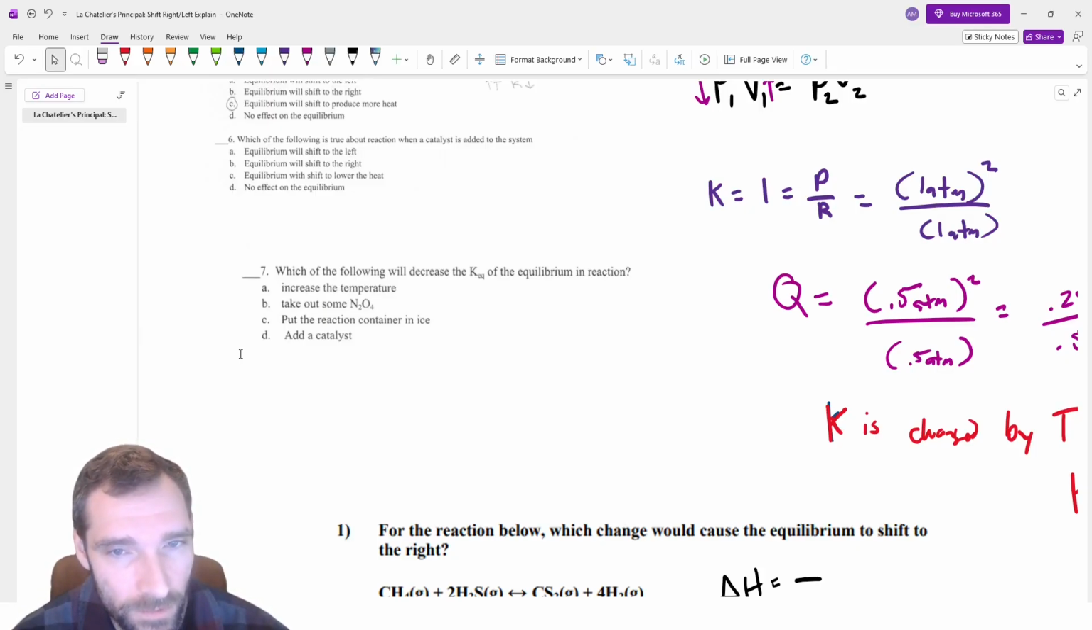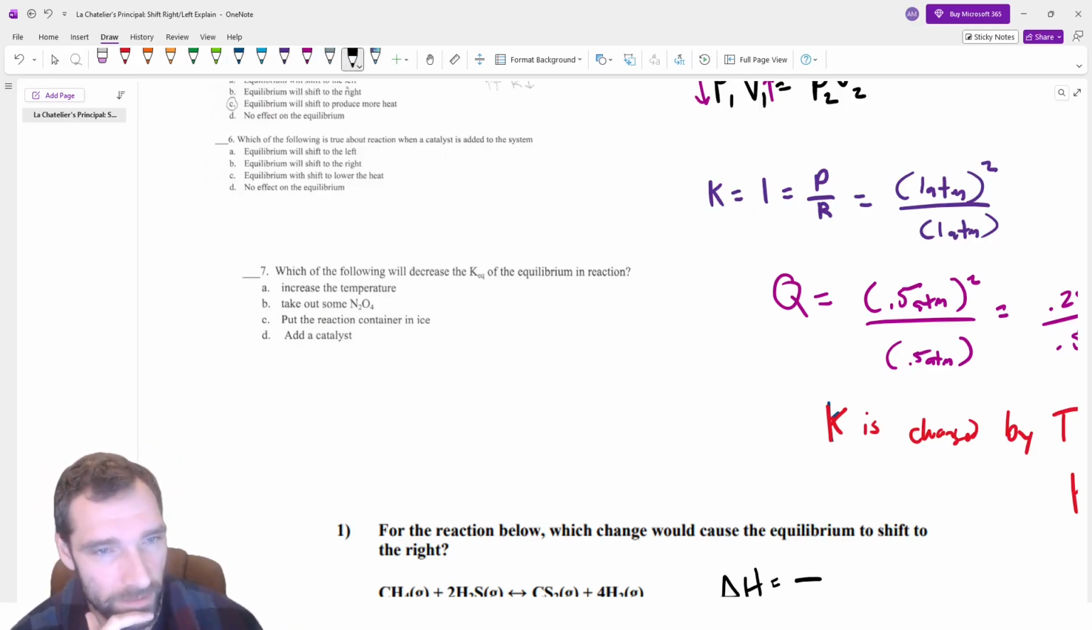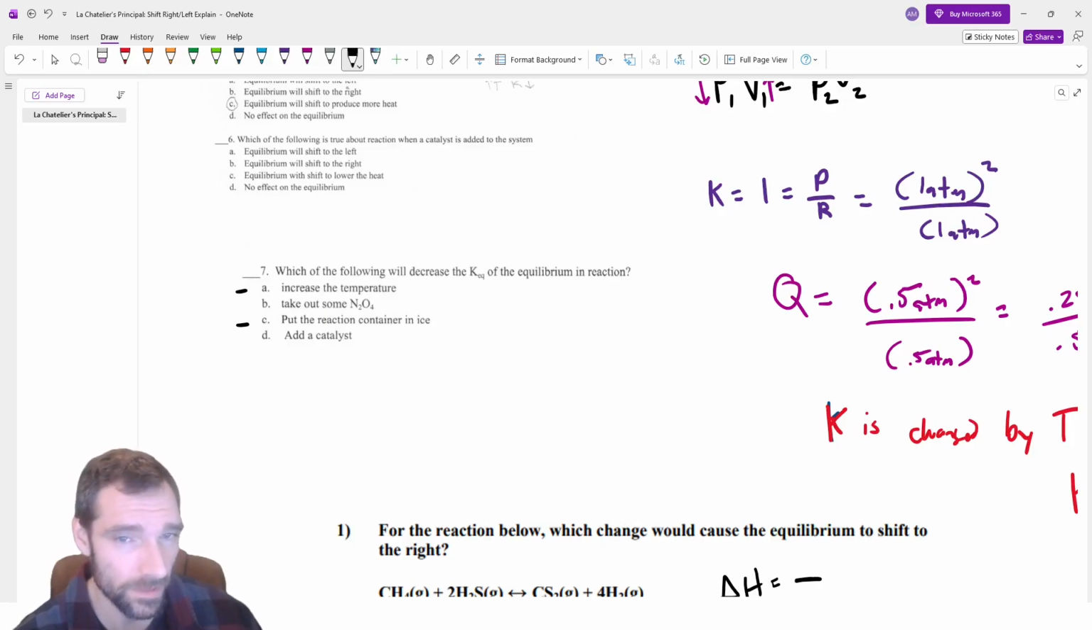So if we're trying to think about all these different things, we're trying to get the K equilibrium to change. That's really only due to temperature. So in the big picture, your K equilibrium can only be changed by either adding energy into the system or taking it away. So we can increase the temperature or decrease the temperature, and that's effectively our two options.